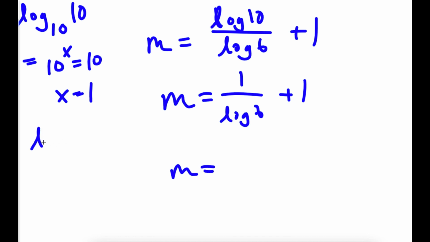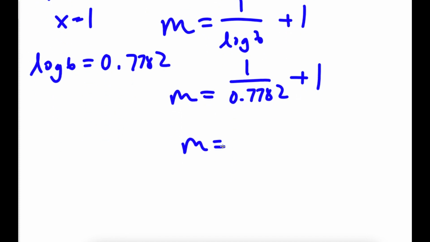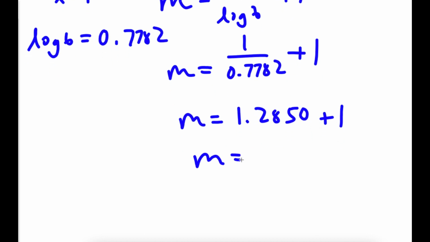Now the value of log 6 is approximately 0.7782. So now I have 1 over 0.7782 plus 1. 1 over 0.7782 is approximately 1.2850. So I have that plus 1, meaning m is equal to 2.2850.